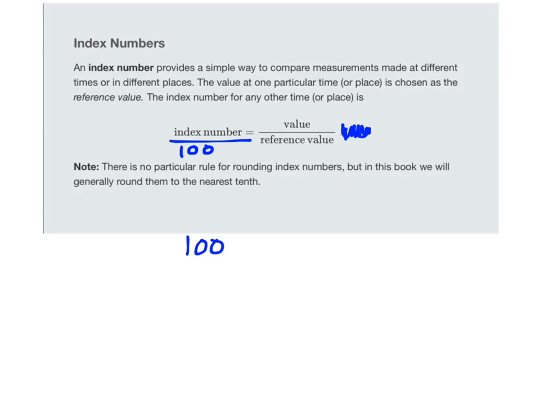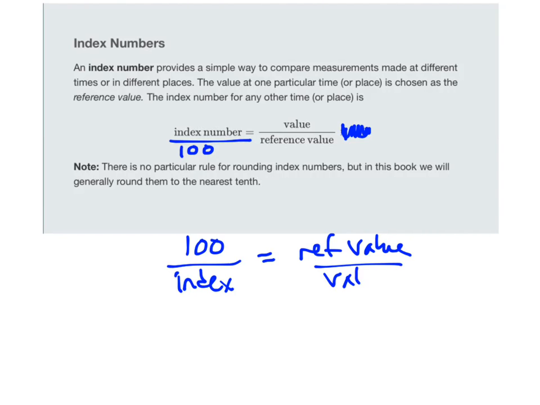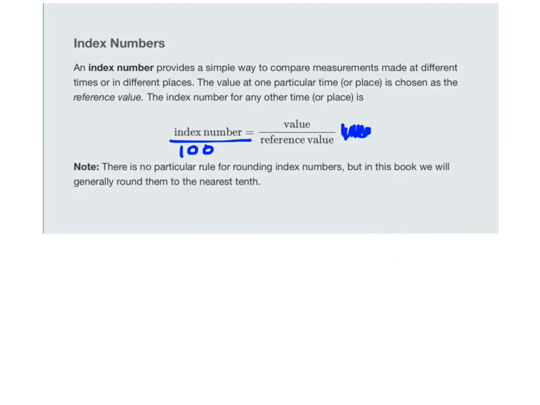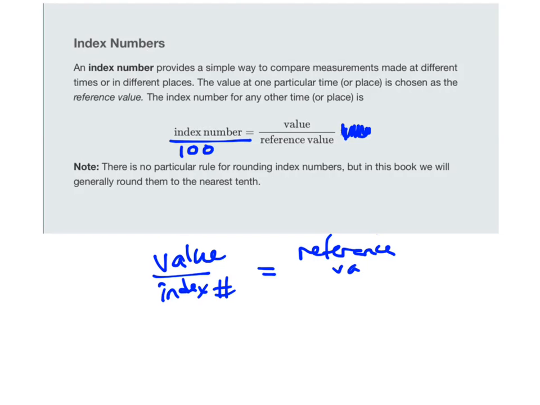So there's nothing wrong with doing 100 over a certain index number is equal to the reference value over the value. You can write your proportions side to side instead of up and down. So if you wanted, you could do a value over its index number, like a 2005 price over the 2005 index number, and then whatever your reference value is over its index number, which is 100.